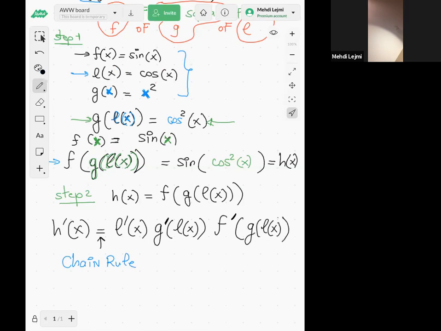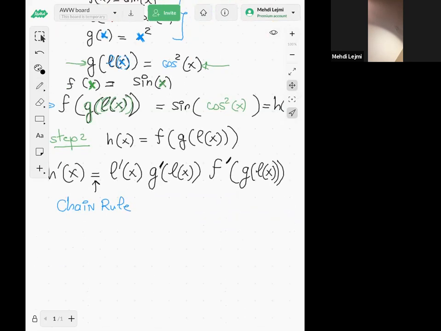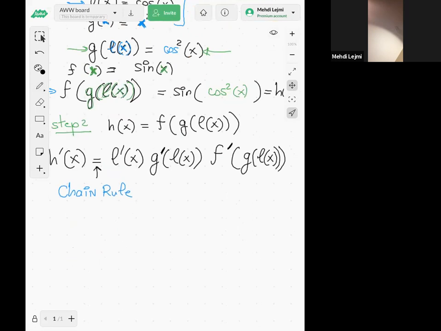Okay. So that's our chain rule when you have a function composed of three functions, F, G, and L. Right, so then you have to compute L prime, g prime of L, and f prime of g of L. So first, let's start with L prime.